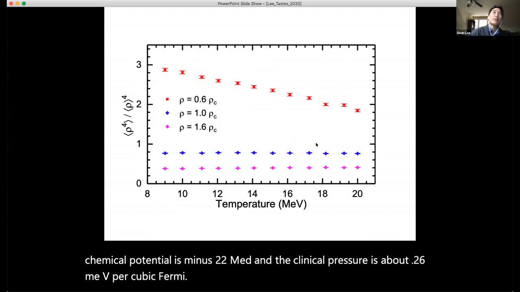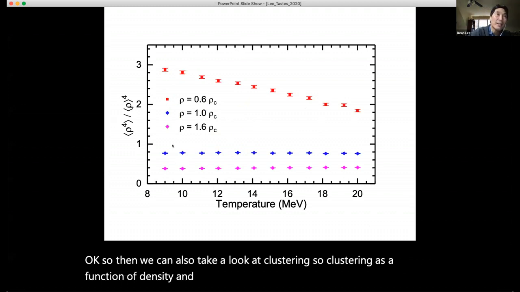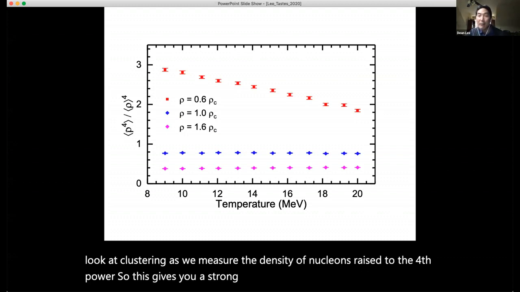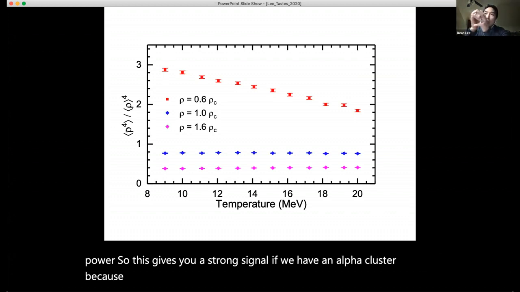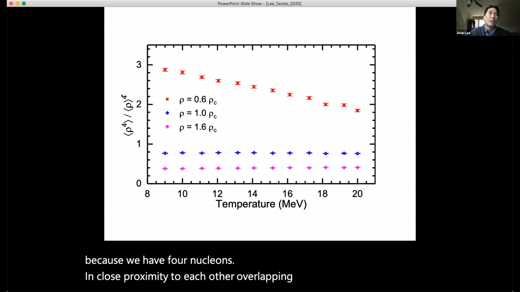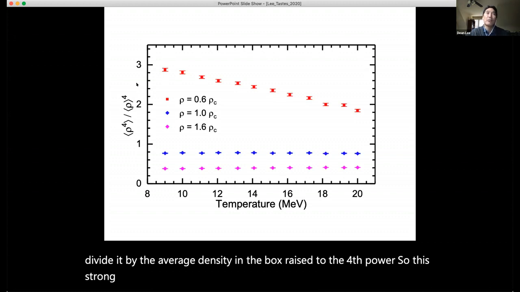Okay. So then we can also take a look at clustering. Clustering is a function of density and temperature. So this is what we find. The way we look at clustering is we measure the density of nucleons raised to the 4th power. This gives you a strong signal if we have an alpha cluster, because we have 4 nucleons in close proximity to each other, overlapping with each other. And we divide it by the average density in the box raised to the 4th power. So this strong signal tells you that you have an alpha cluster.